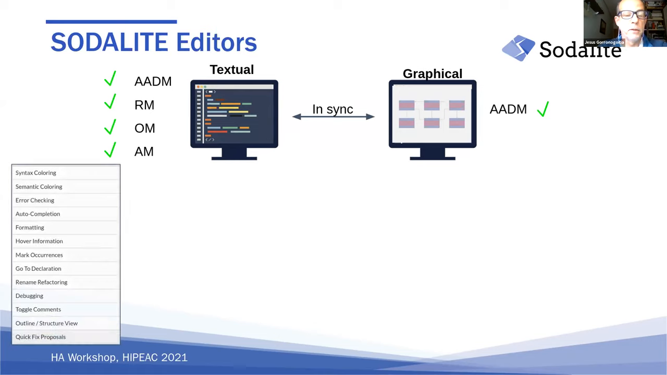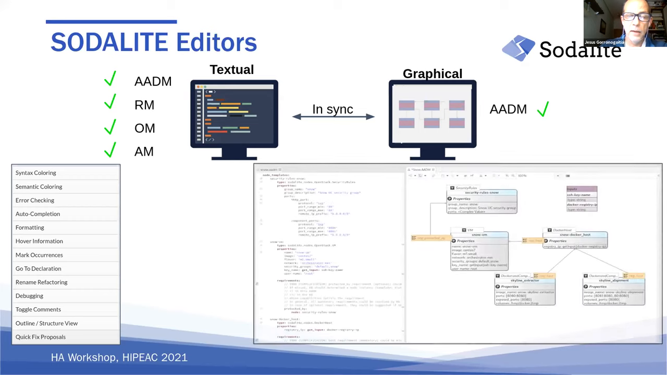So the textual editors offer the same kind of features that you can find in many editors for the most popular programming languages. The experience is pretty much the same as if you are creating Java or Python code, offering syntax coloring, content assistance, completion, the possibility to use templates, block templates, and so on. Here is an example of the IDE in which we have, for the same model, the textual and visual representation, both editable.